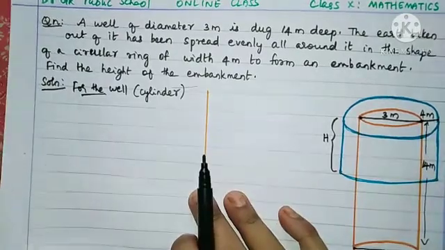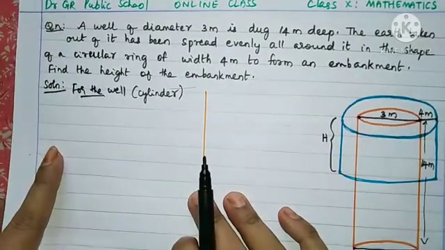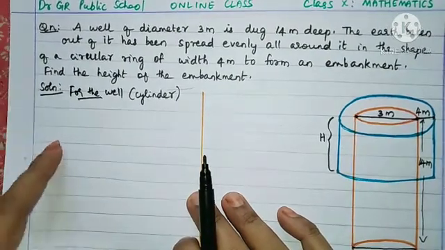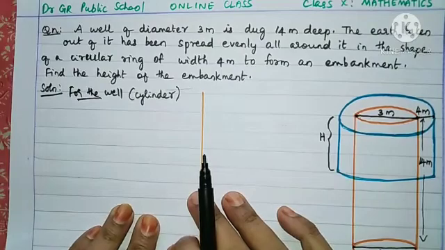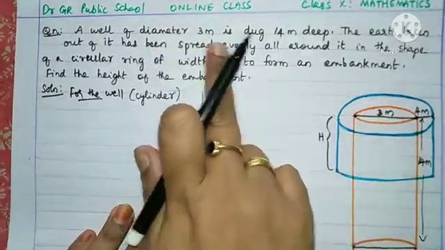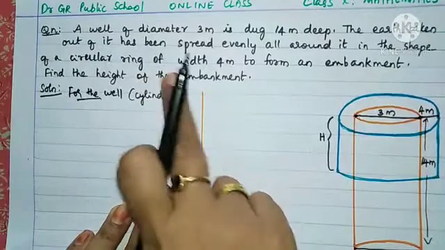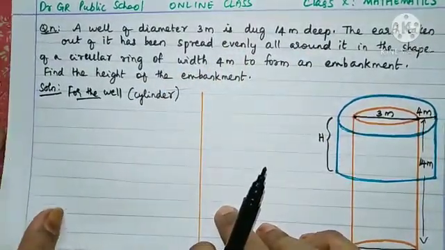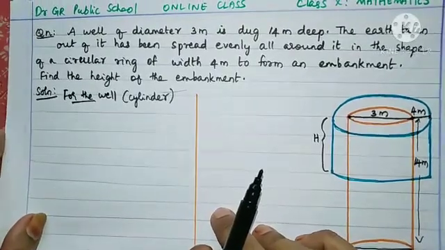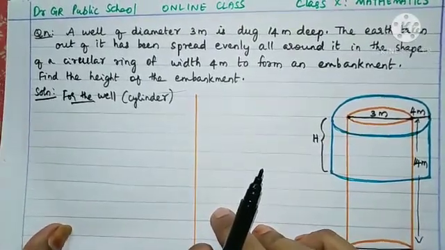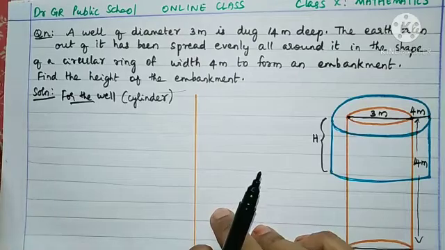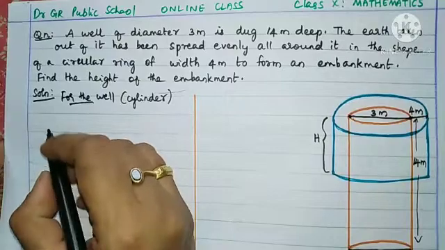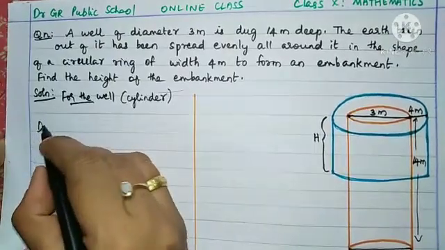And one more thing, children, before doing this type of problem, you must be very careful that all the units are given in the same measurement. Here you see the diameter, the depth, the circular ring width, everything is in meters. So there is no need of any confusion. But if there is any change in the unit, you need to make it into a common measurement. So for the well cylinder, here we are writing the required dimensions given.